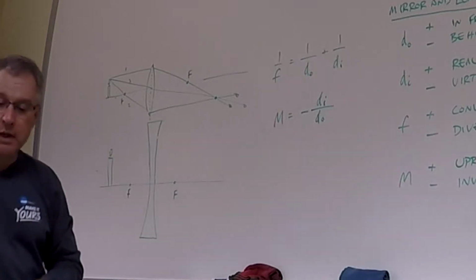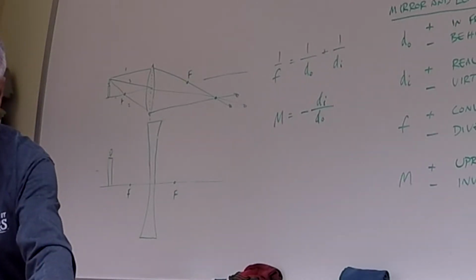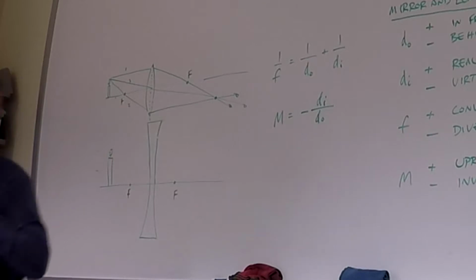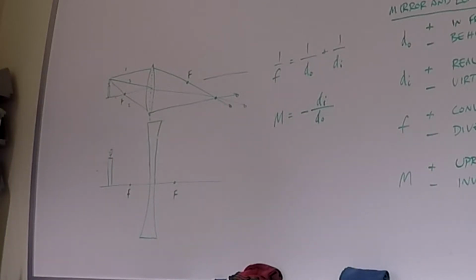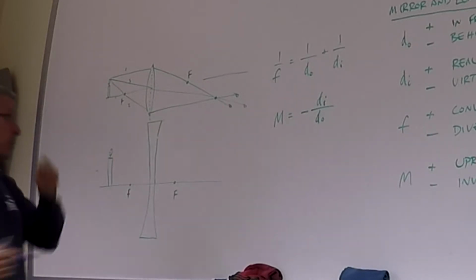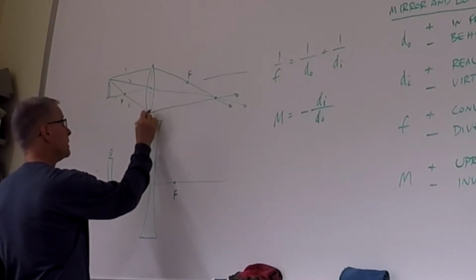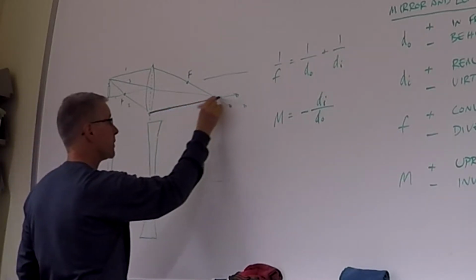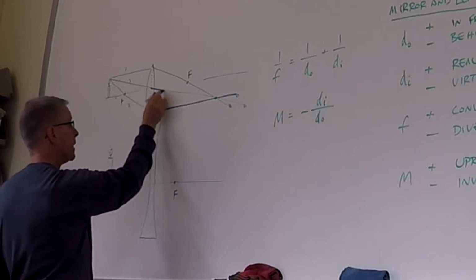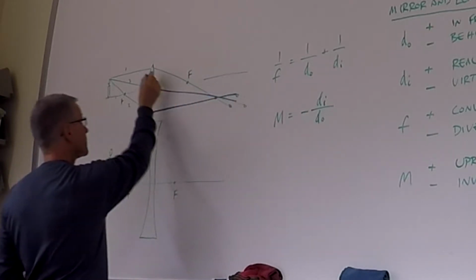At that point, now that we've got our rays, we're going to look at just the refracted rays, the ones that went through the lens. It helps sometimes to darken these up or use a different color. There's a refracted ray, there's a refracted ray, there's a refracted ray.